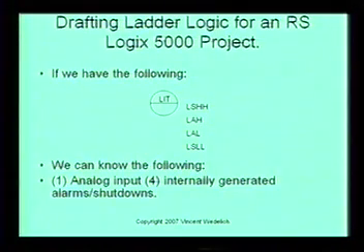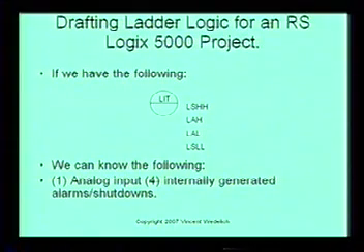If you have an alarm at LAH or an LAL, then you're getting to a situation where you might hit a high-high or a low-low and you want everybody to know about it. So looking at an LIT, if they have HH, H, L, and LL next to it, then you know you need at least one analog input and then 4 internally generated alarms and shutdowns.